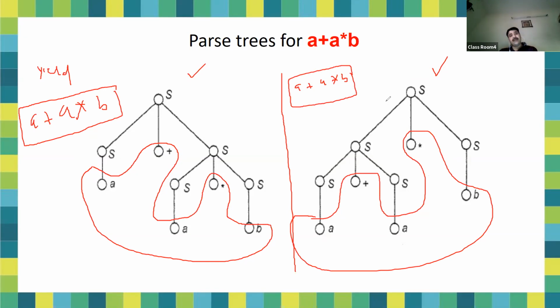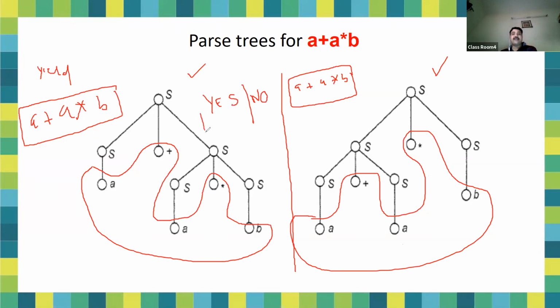So if anyone asks you, there will be four parts in the question. The first part will be find the leftmost derivation. Second part will be find the rightmost derivation. Third part will be design the parse tree. And fourth part will be, is this grammar ambiguous? So in this situation, you have to write your answer in the form of yes or no. Yes means this grammar is ambiguous. No means this grammar is not ambiguous.